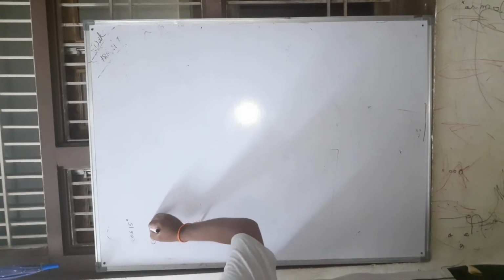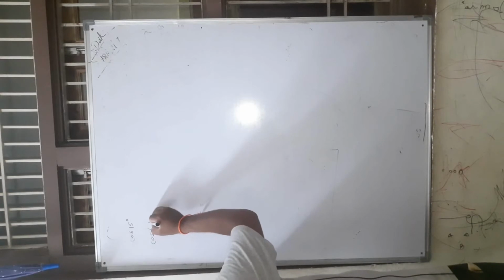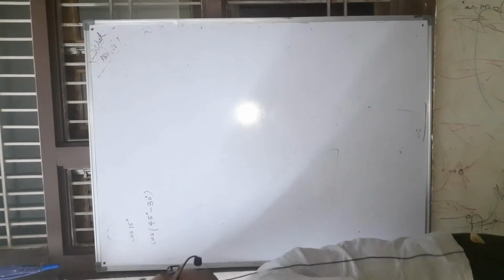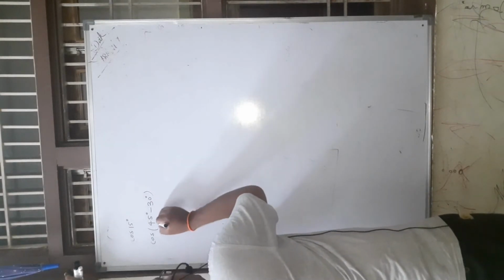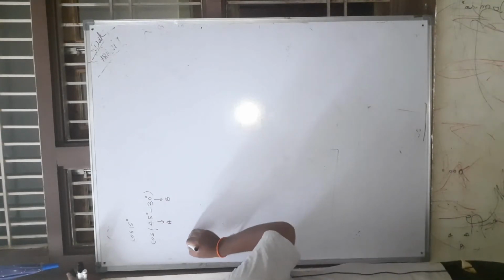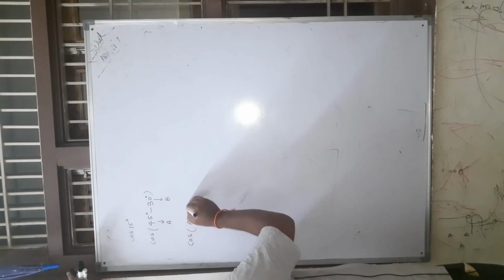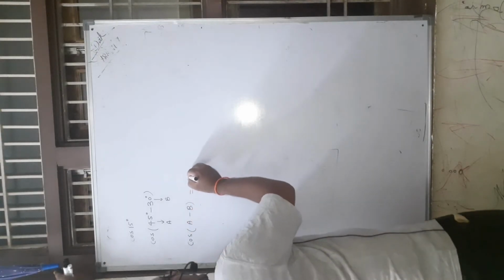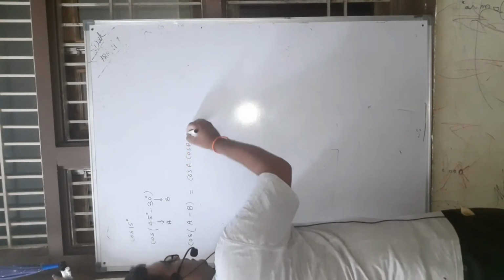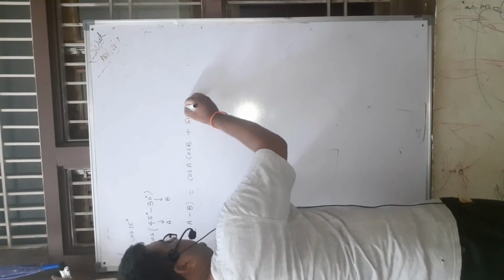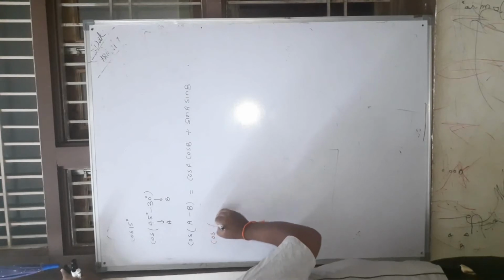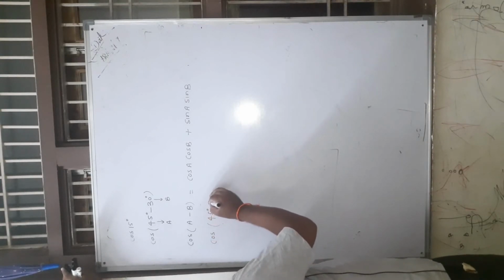As you know, cos 15 degree can be written as cos of 45 minus 30 degree. This is corresponding to A, this is corresponding to B. So what is the basic formula for cos A minus B? As we know, cos(A minus B) equals cos A cos B, here negative, here positive, plus sin A sin B. So cos 15 degree can be written as 45 degree minus 30 degree.